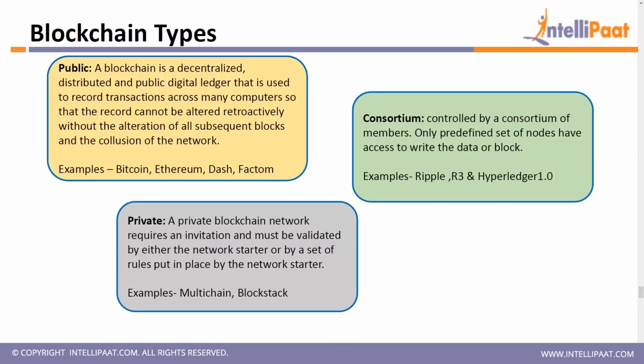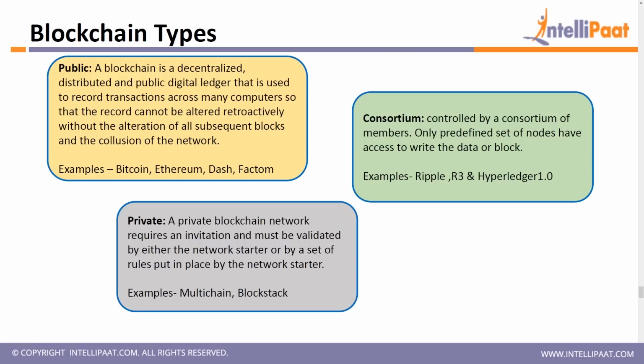Blockchain types. Public blockchain. A public blockchain is a decentralized, distributed and public digital ledger that is used to record transactions across many computers so that the record cannot be altered retroactively without the alteration of all subsequent blocks and the collusion of the network. Examples: Bitcoin, Ethereum, Dash, Factom. Just to explain, public blockchains are accessible to everyone. Anyone from the public can come, join the network and start doing transactions. They do not have restrictions in order to create new blocks and in order to participate in the blockchain network.